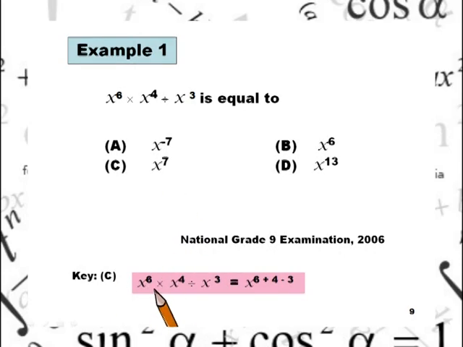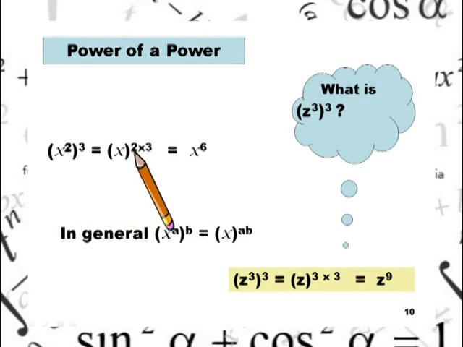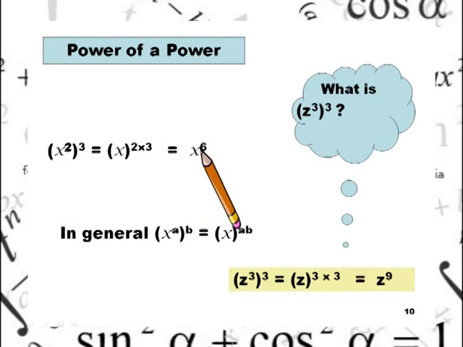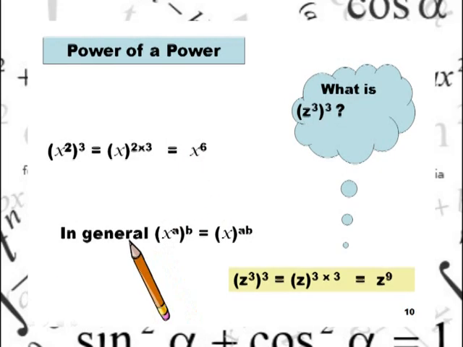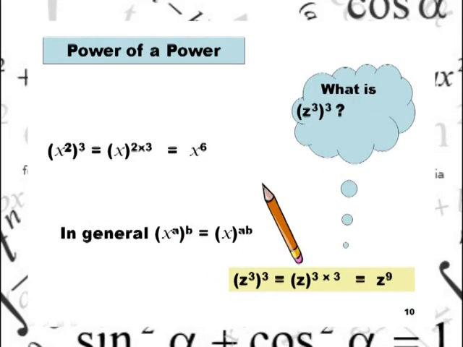x to the 6 by x to the 4 divided by x to the 3 is equal to x to the 6 plus 4 take 3. Power of a power: x to the 2 raised to the 3 equals x to the 2 by 3, which is equal to x to the 6. In general, x to the a raised to the b is equal to x to the ab.